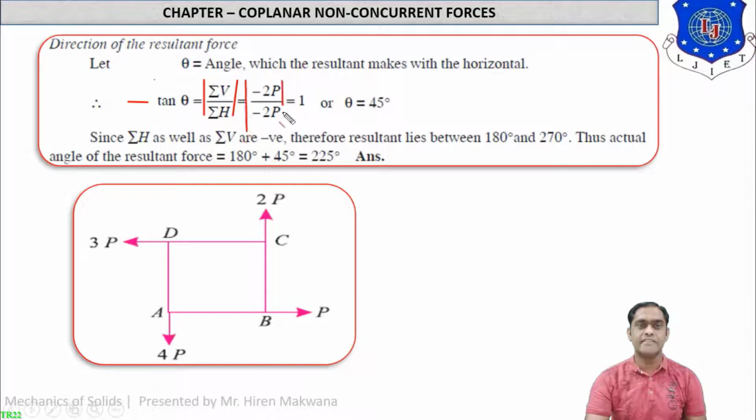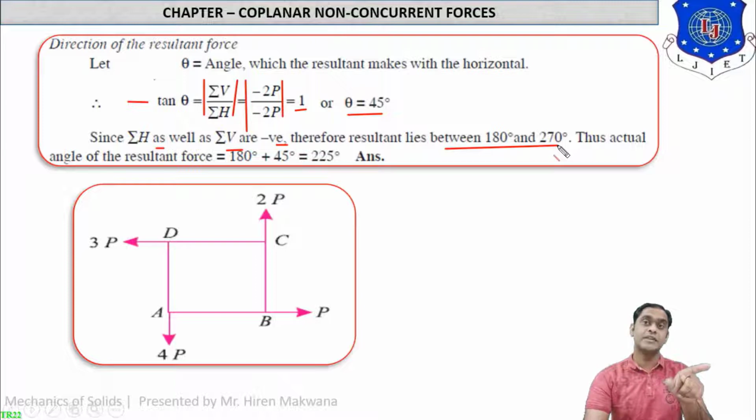Sigma v and sigma h have the same values, so the answer is 1. So theta is equal to 45 degree. This is the resultant at 45 degree, but sigma h as well as sigma v are negative. Therefore, the resultant lies between 180 and 270. Both the values are negative, sigma h negative, sigma v negative.